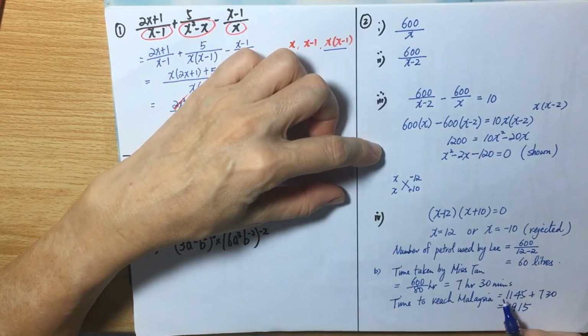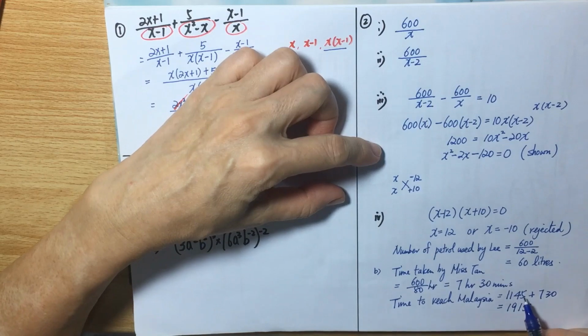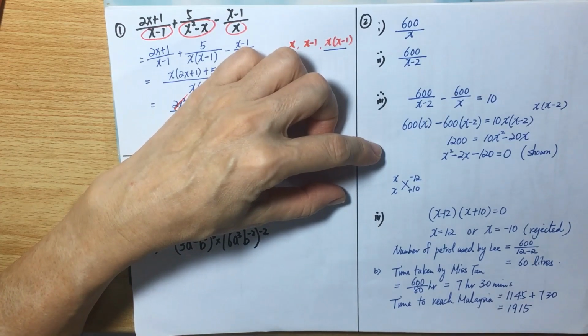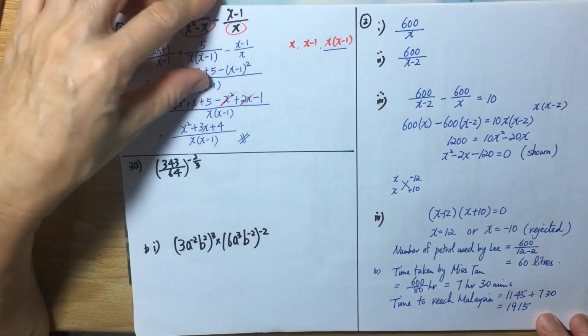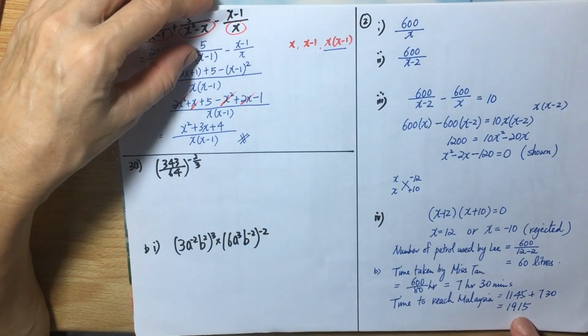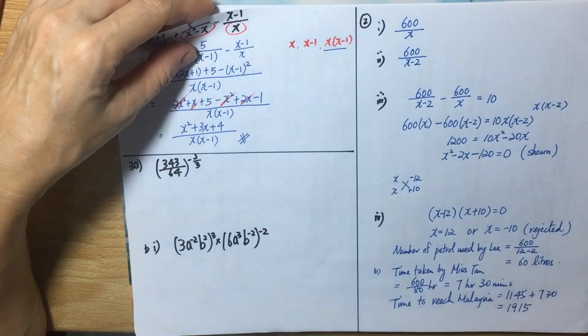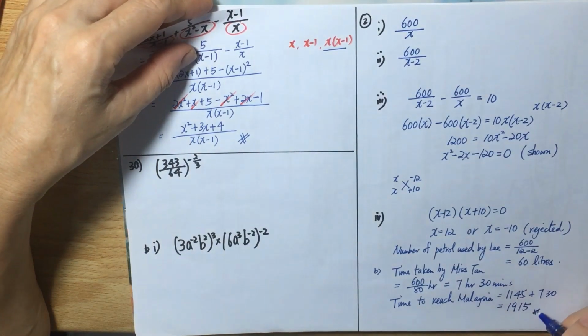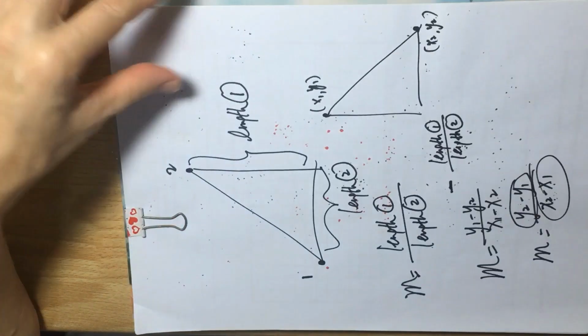And so we are getting 19:15. Okay, 11 plus 7 is 18, but 45 plus 30 will be 75. So bring 1 unit forward. So you have 60 minutes, bring forward, so left with 15 minutes. So this is the answer.